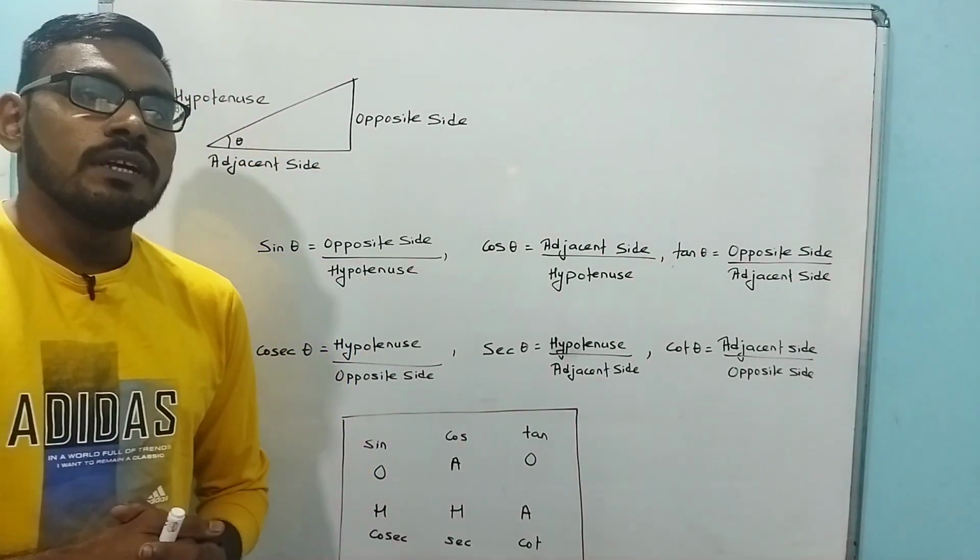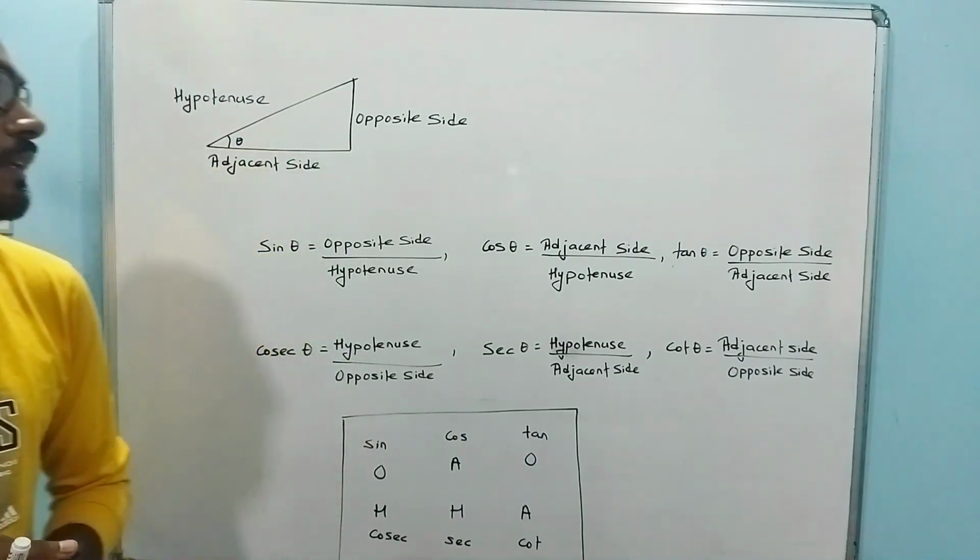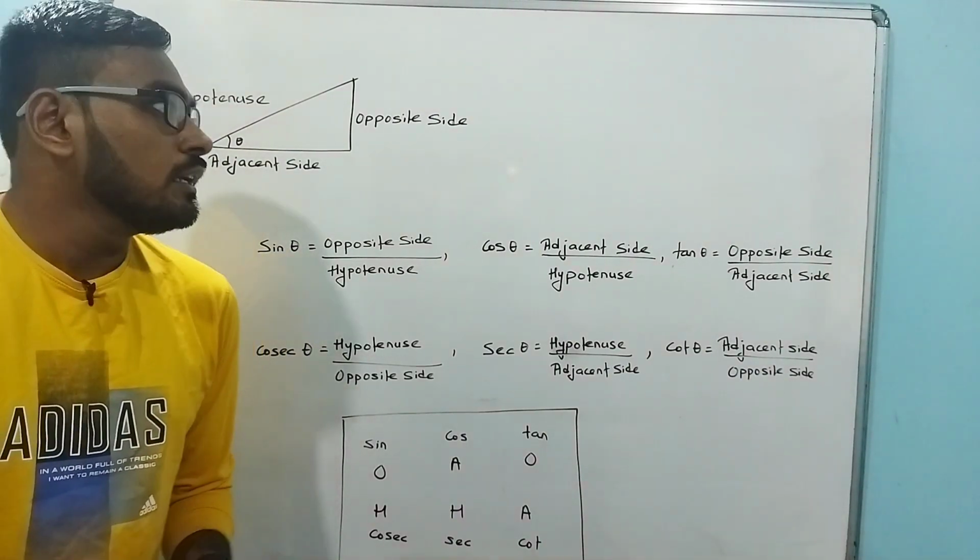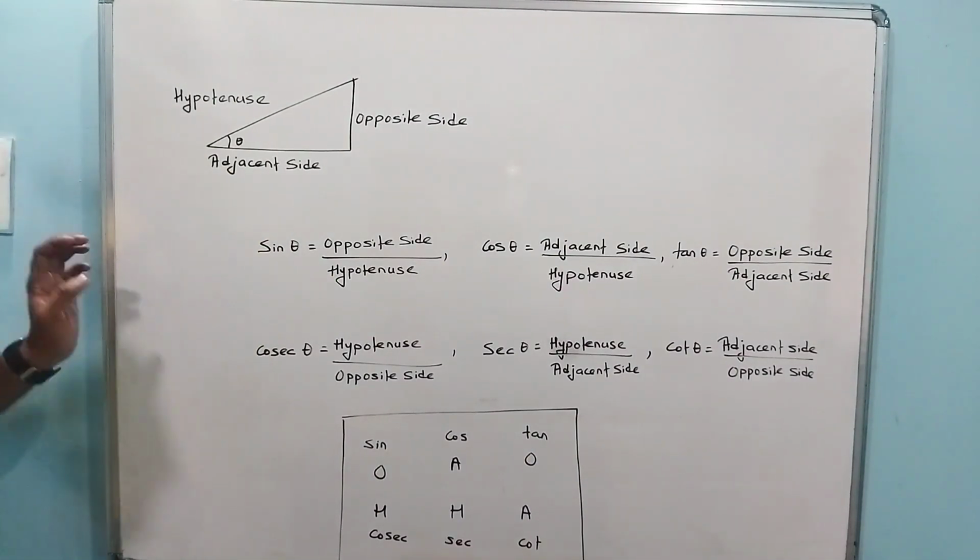So today we'll learn how to find trigonometric ratios for 30 degree, 45 degree and 60 degree. Okay, so first we'll go through some basic things.